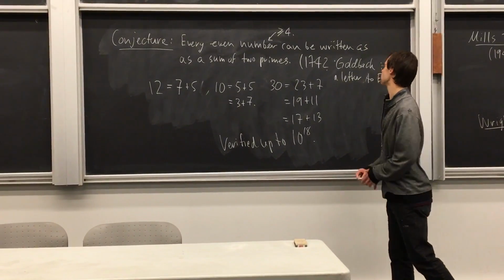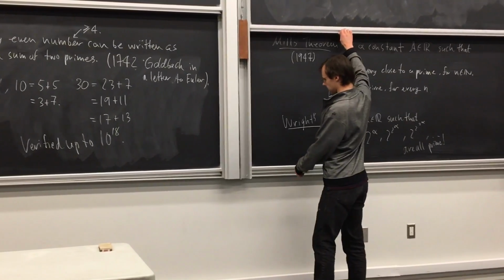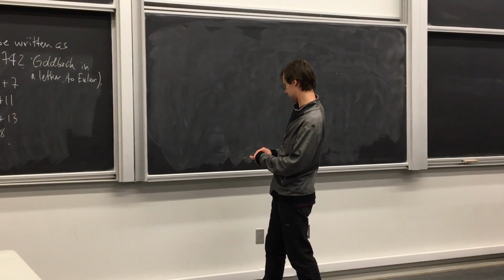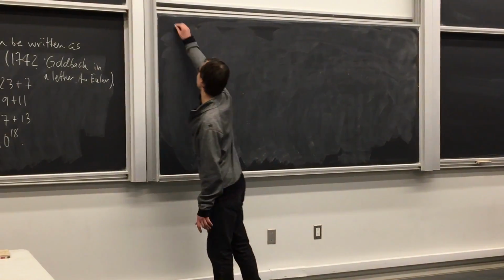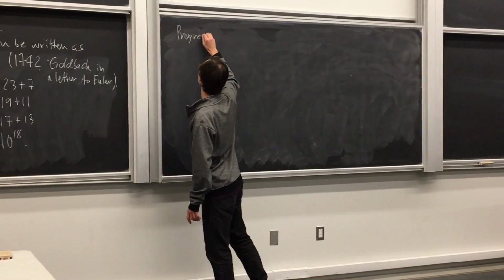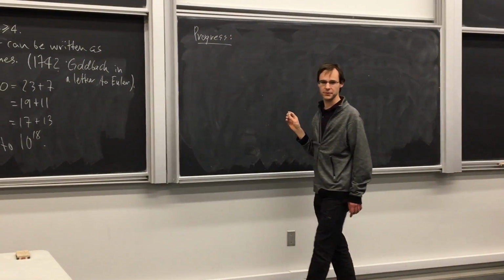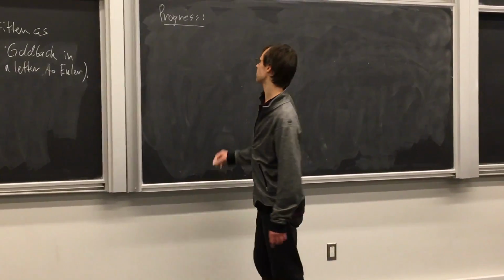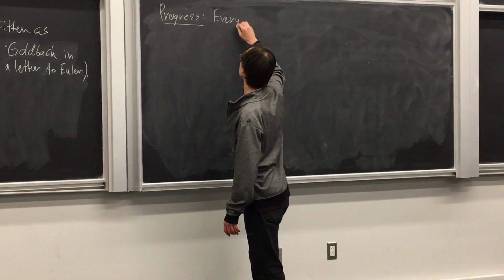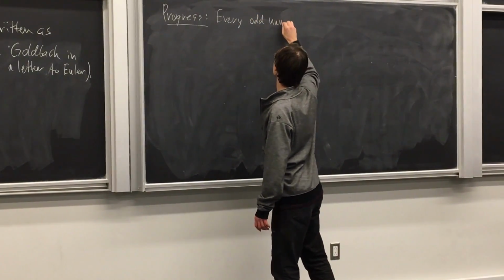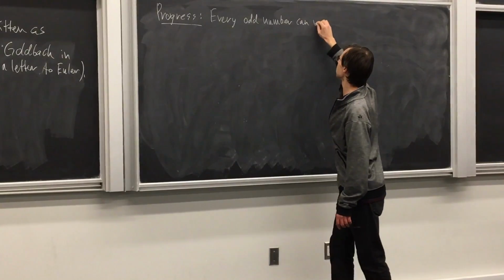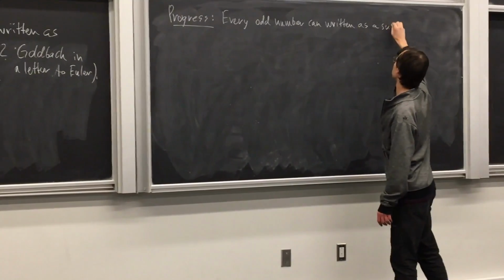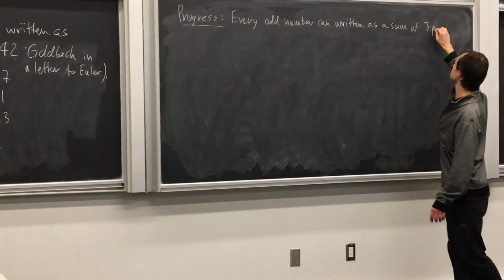What progress has been made on this? Let's bring down this one. I haven't used it yet. Let's hope it's not one of those that goes up again. No, it's good. So progress on Goldbach. It has been proved very recently that every number can be written as a sum of 3 primes. Every odd number, actually. Every odd number can be written as a sum of 3 primes.